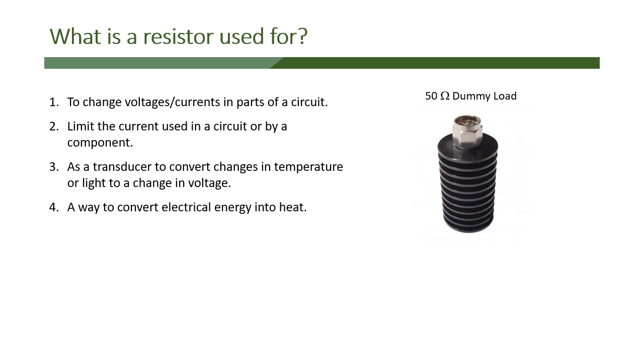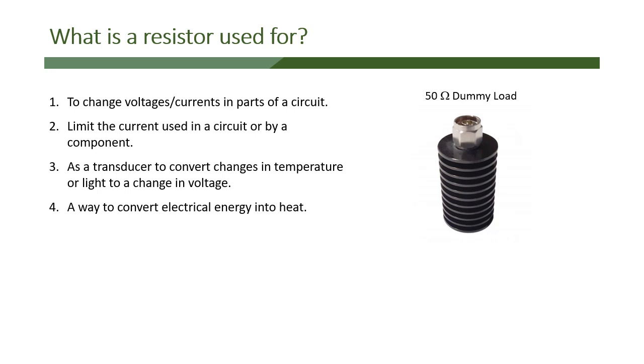So what is a resistor used for? Well, first to change voltage or currents in parts of a circuit. Certain parts of a circuit may need different types of voltages to operate properly. And so we use resistors to change the voltage levels through the circuit at different places. Now, what happens to the power or the voltage that we are resisting? Well, what happens is it becomes heat. And so resistors dissipate the energy that they are using as heat.